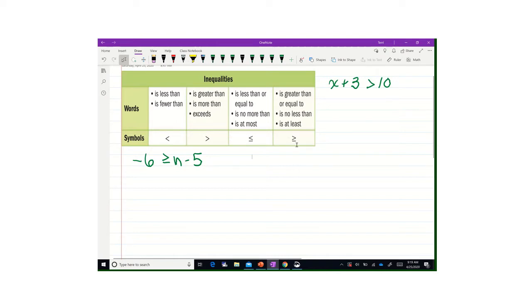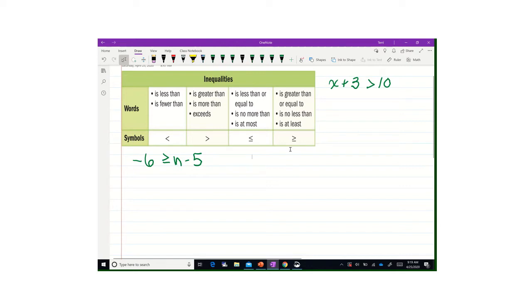And our last symbol is greater than or equal to. Could be written also as is no less than, or is at least, meaning this is the smallest number it could be, but it could be numbers that are larger.